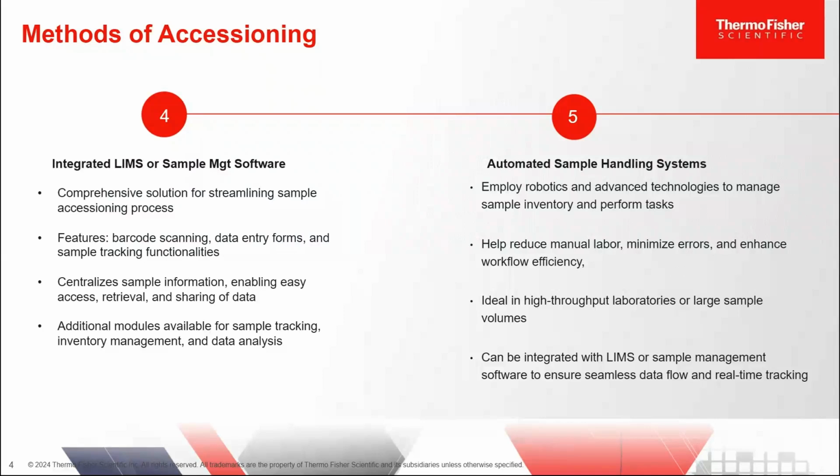And then when we get into the very high throughput, where you have a lot of samples to manage, we have automated sample handling systems. These laboratories utilize systems that employ robotics and maybe some advanced technologies to manage sample inventory and perform various tasks related to accessioning. They can automatically label your samples, scan barcodes or RFID tags, and store samples in designated locations. And once they're there, they can easily be retrieved from those locations.